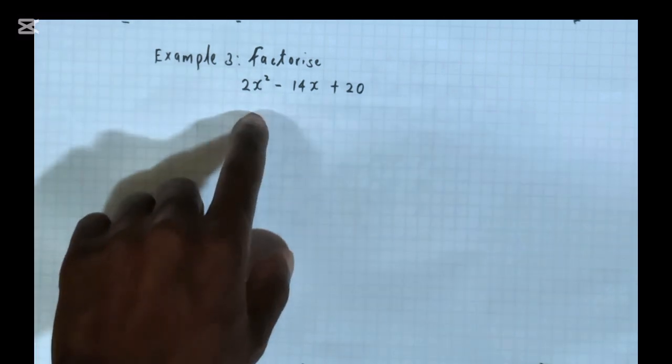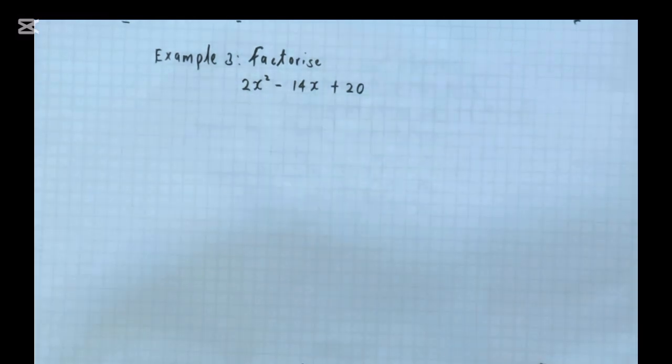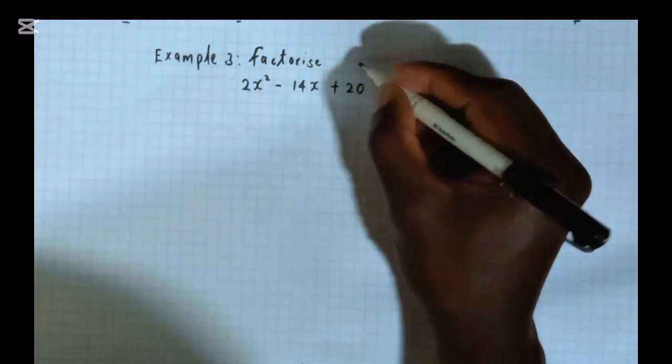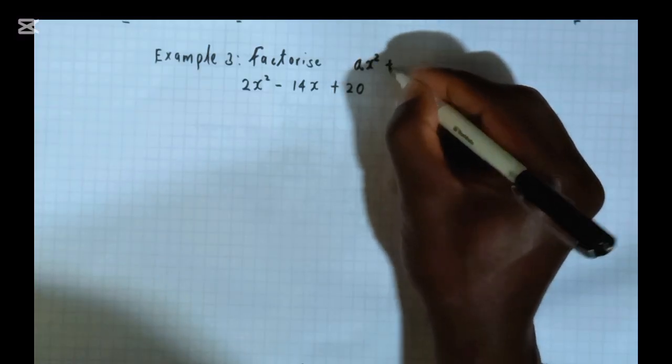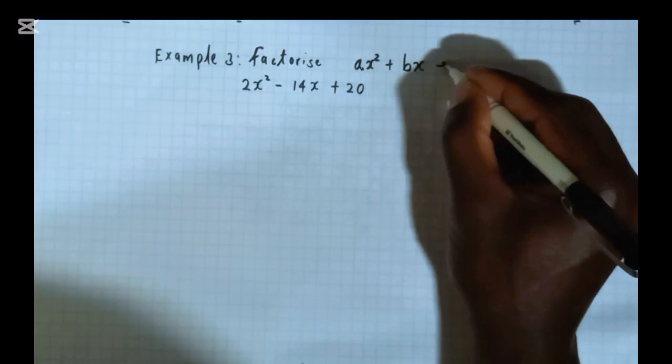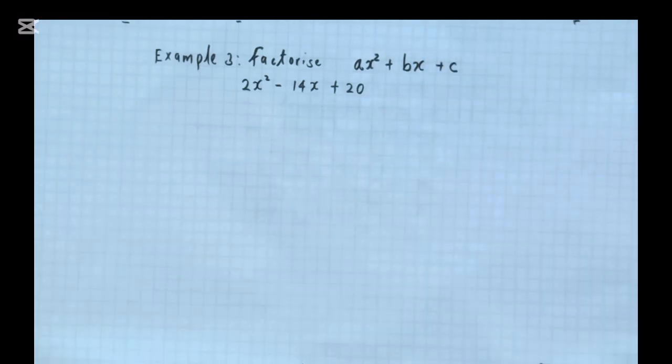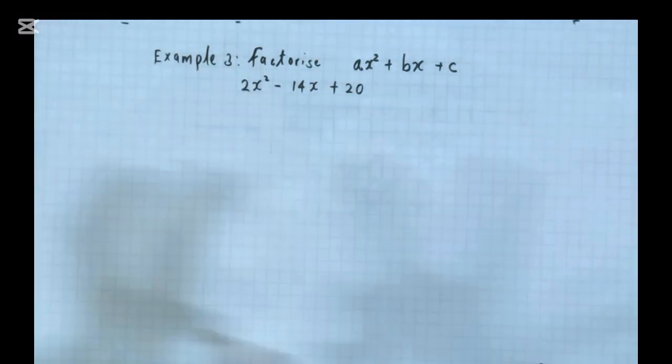So I want you to look at this particular quadratic expression. Before I do that, let me give you the general formula for a quadratic expression. It should always be ax squared plus bx plus c, where a, b, and c are constants or coefficients, and we always say that a must never be equal to 0. The moment a is 0, it is no longer a quadratic expression. It is then considered a linear expression.